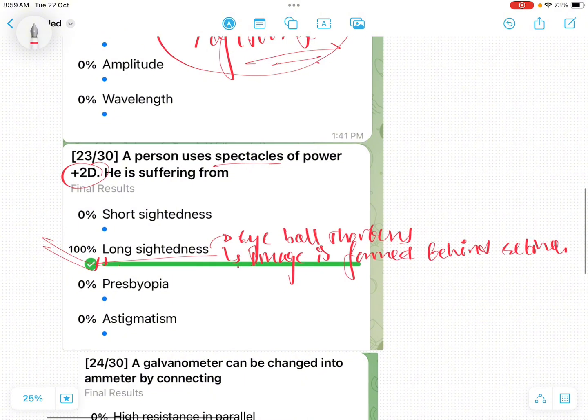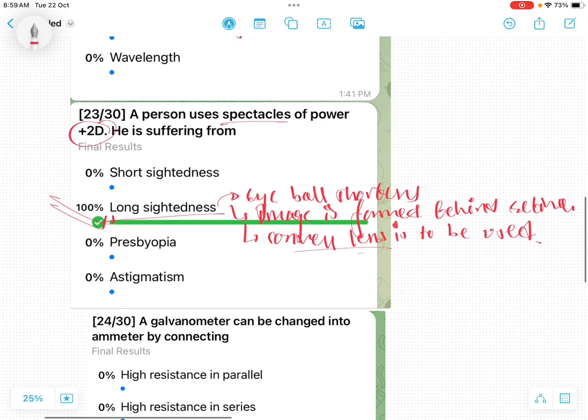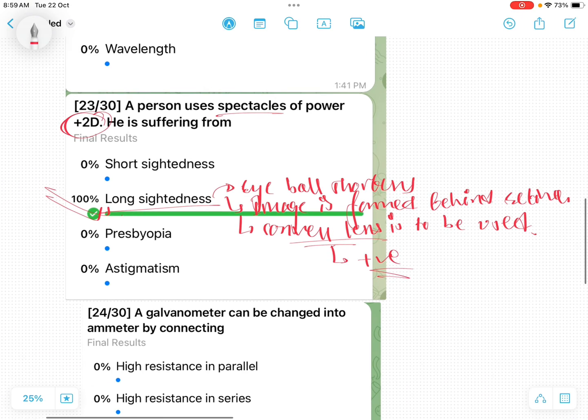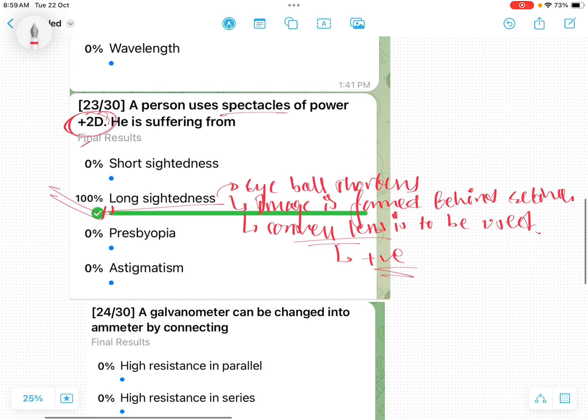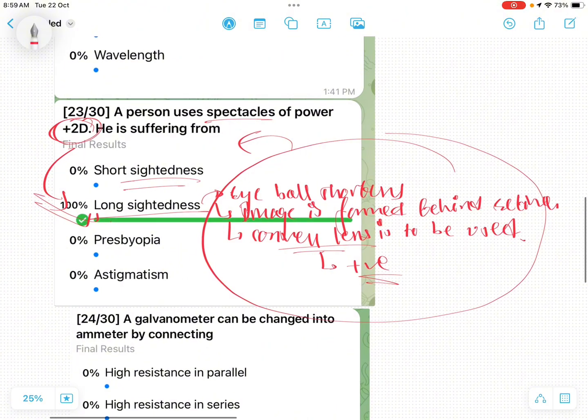To correct this defect, we use a convex lens. The power of a convex lens is always positive, so since the power is given as positive, he is definitely suffering from long-sightedness. For short-sightedness it is always the opposite.